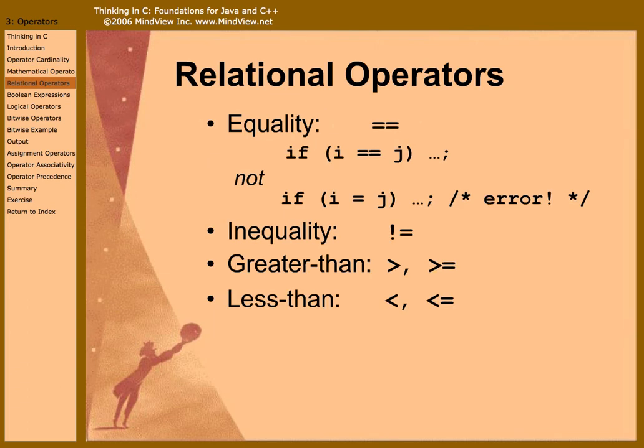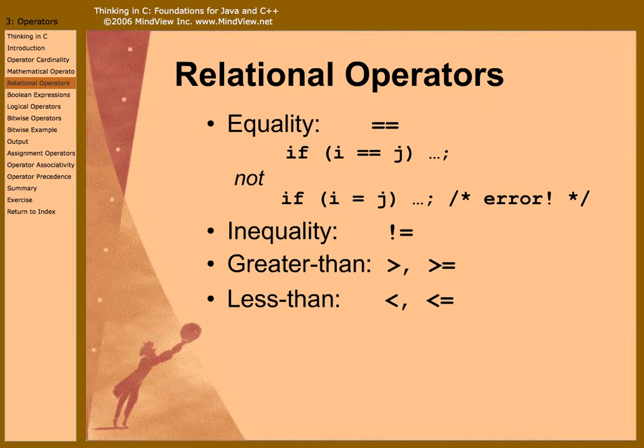The relational type operators include equality, inequality, and then the usual comparison, greater than and less than. And the main difference is that equality is not a single equals sign, but a double equals sign. And that's interesting. That sometimes causes some unusual errors. For example, what you should do when you're testing for equality is you should say, as in the first line there, if i equal j.